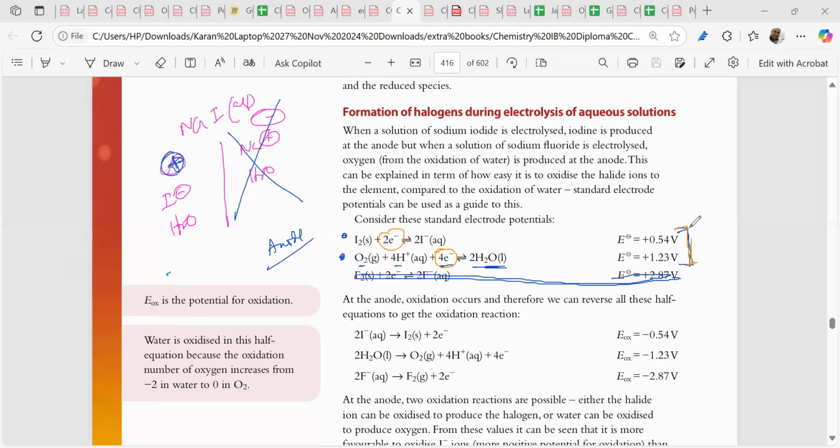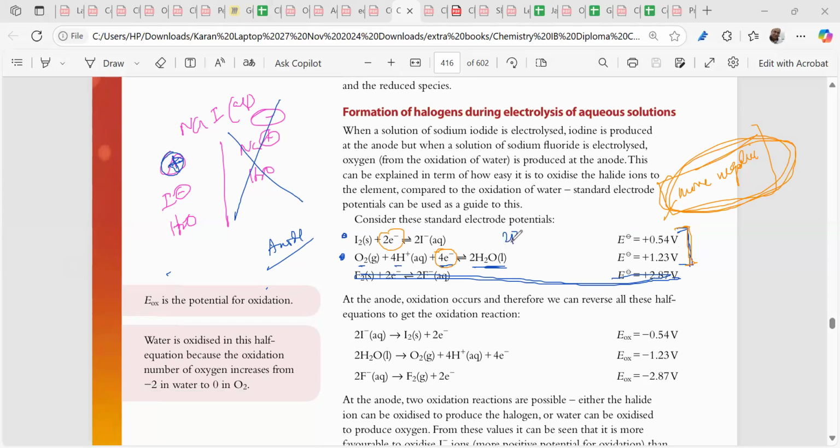So what you have to judge for? From these two data, which is more negative, that will be going. Please write this down: more negative. This trick will be solving a case. More negative will be going to the anode. And who is more negative? This is more negative, right? Fine. So oxidation reaction we have to write. This is a reduction reaction. So what do we have to do? Flip the reaction. Brilliant. We have to flip the reaction.